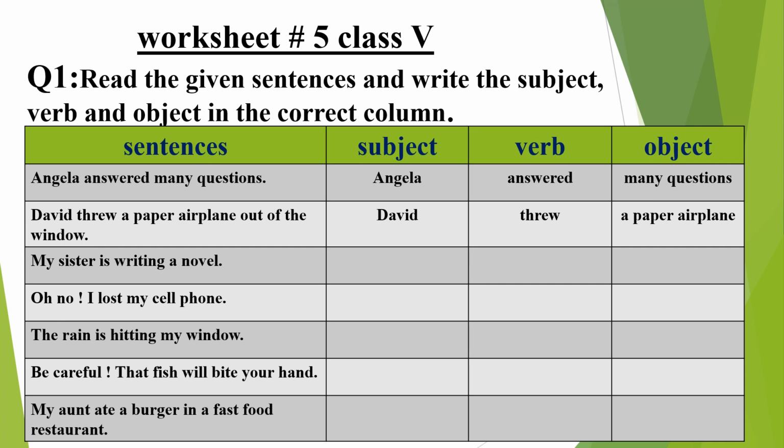Now let's look at the table. Two sentences have been solved for you as an example. Rest of the sentences you need to solve by yourself. Let's look at the examples first. Angela answered many questions. Angela is a subject, answered is a verb, and many questions is an object.